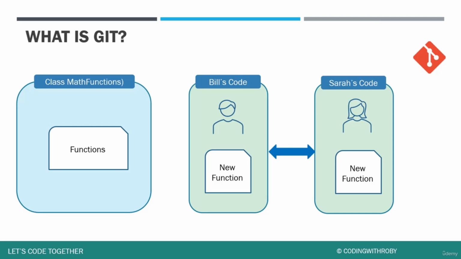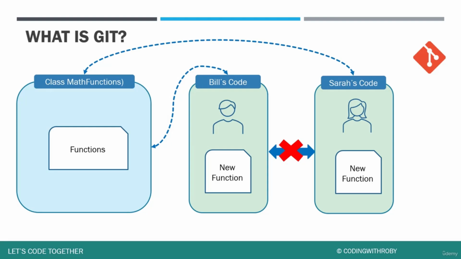With Git and Git repositories, Bill and Sarah do not need to communicate their new changes and allow Git to handle this process for them. Using Git and Git repos allow the developers to have a peace of mind when developing new features or bug fixes.